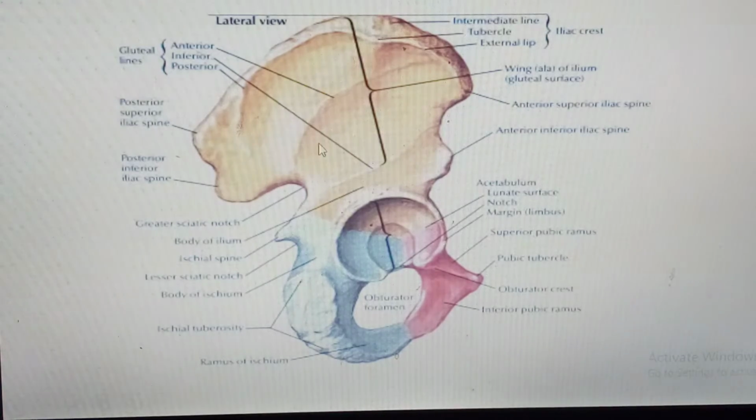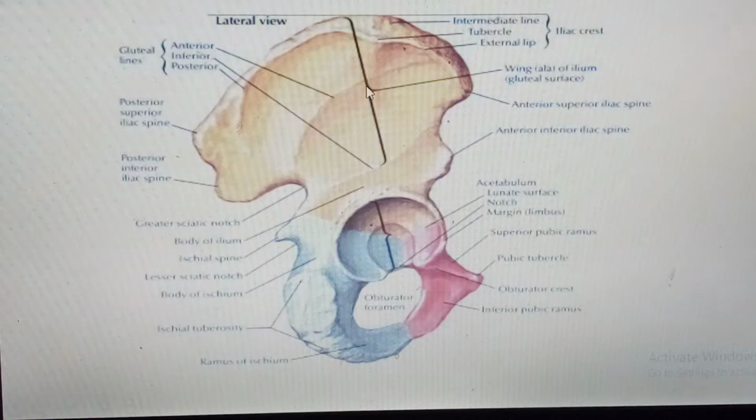So this is the gluteal surface. Now, one thing I have to tell you is that if you take the ilium, it's going to present with the body, and then of course an ala. It's going to present with the body and an ala. And when I say ala, it's wing. So yes, the body is a bit smaller, the wing is quite broad, as you can see over here.